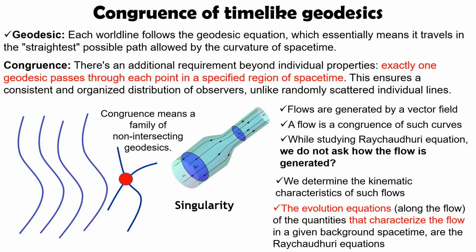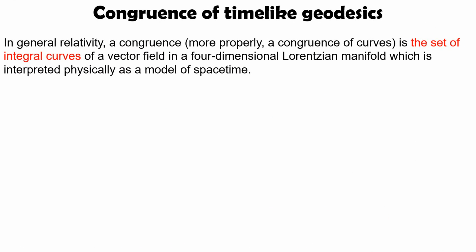I repeat, flows are generated by a vector field. We do not ask how the flow is generated. Rather, we try to determine the kinematic characteristics of such flows. The Raychaudhuri equation is essentially an evolution equation, moving along the flow, of the quantities that characterize the flow in a given background space-time. Those sets of equations that characterize the flow in a given background of space-time are basically called Raychaudhuri equations. So this is how the flow and the congruence of timelike geodesics are related. But it is also worthwhile to note this one.